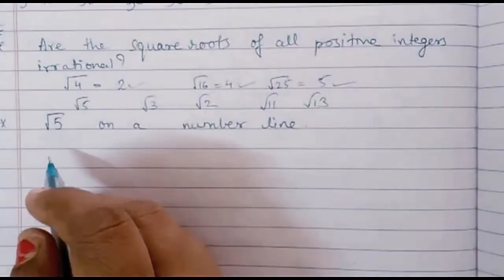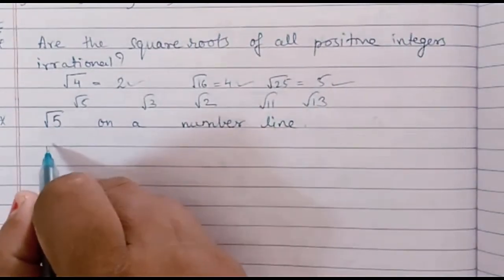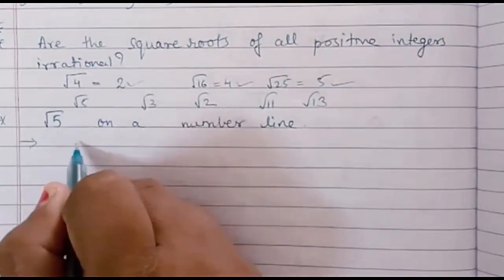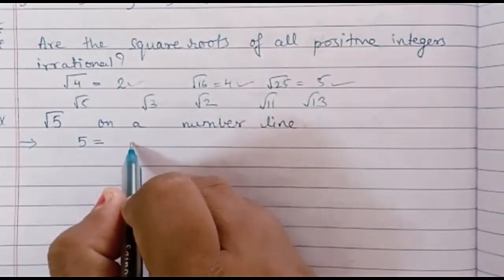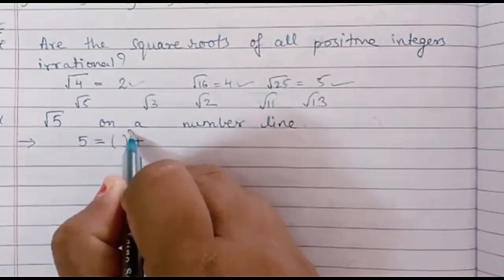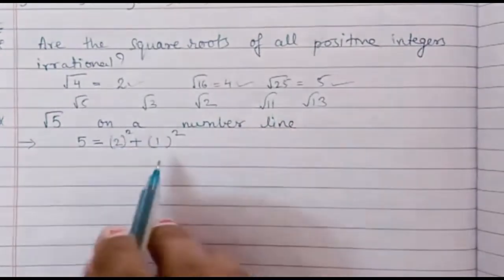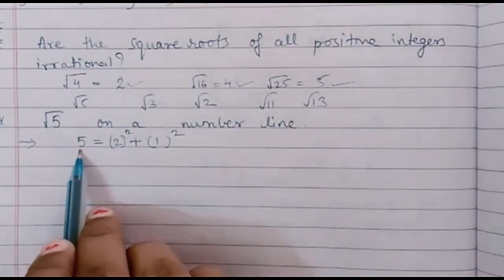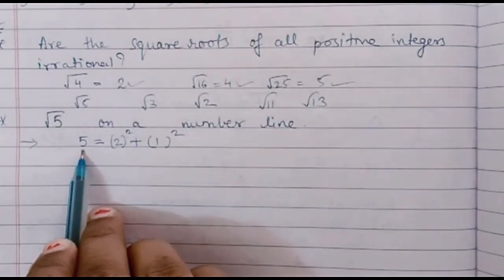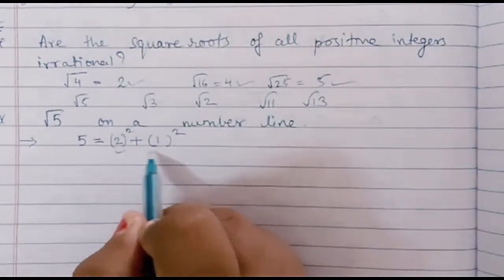Now our next question is to represent root 5 on a number line. We all know for plotting root 5, first we should know how 5 can be obtained. So 5 can be obtained as the sum of the squares of two numbers. Which are those two numbers? Yes, they are 1 and 2. So 1 the whole square plus 2 the whole square, that means 1 plus 4 is equal to 5. Right? So we can construct root 5 as the hypotenuse of a triangle having these two sides.